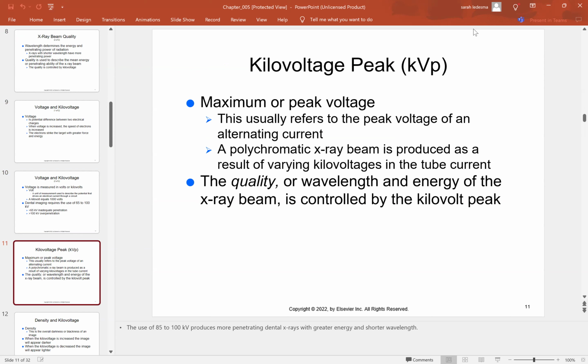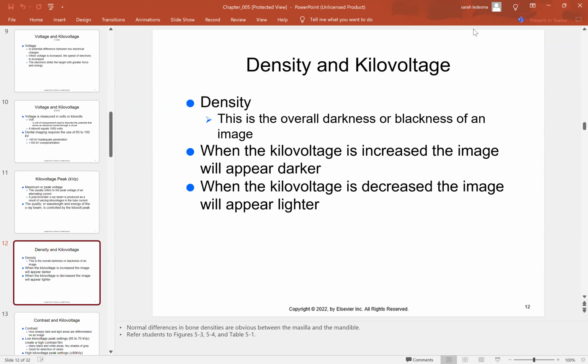Kilovoltage peak, or kVp, is the maximum or peak voltage. This usually refers to the peak voltage of an alternating current. A polychromatic X-ray beam is produced as a result of varying kilovoltage in the tube current. The quality or wavelength of the energy of the X-ray beam is controlled by the kilovolt peak.